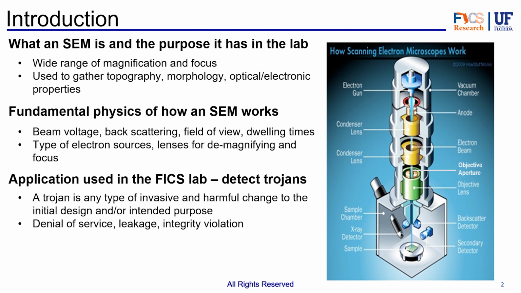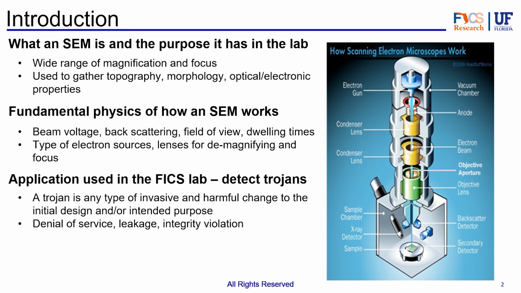So you might be wondering what a SEM is. An SEM is a scanning electron microscope that has a wide range of magnification and focus when compared to your typical optical microscope. It helps us gather topography, morphology, and optical and electronic properties.